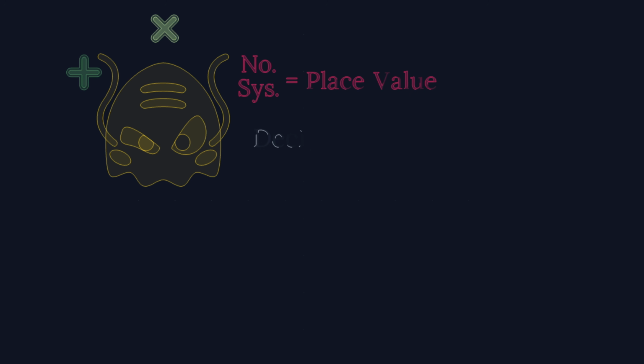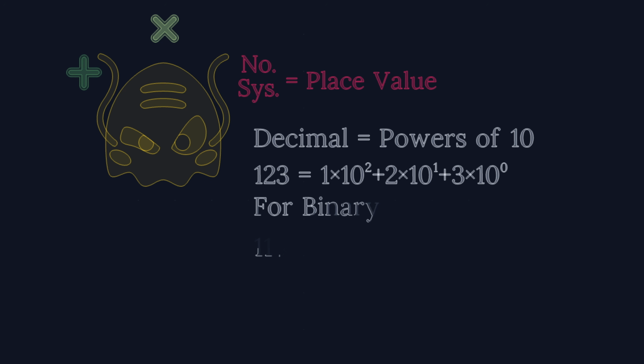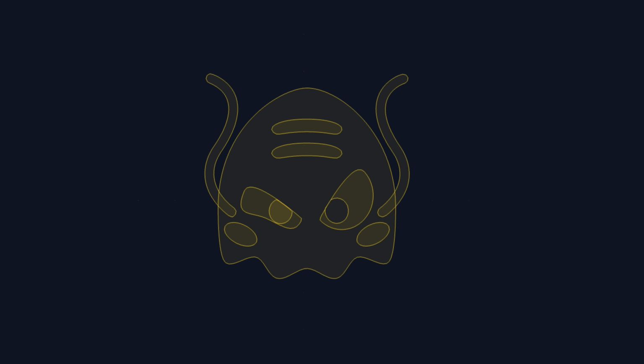That is, in decimal, every digit represents a power of 10. For example, 123 could be written as 1 into 10 raised to power 2 plus 2 into 10 raised to power 1 plus 3 into 10 raised to power 0. And in binary number system, 1101 could be written as 1 into 2 raised to power 3 plus 1 into 2 raised to power 2 plus 0 into 2 raised to power 1 plus 1 into 2 raised to power 0. That's it. He refuses to learn anything else.